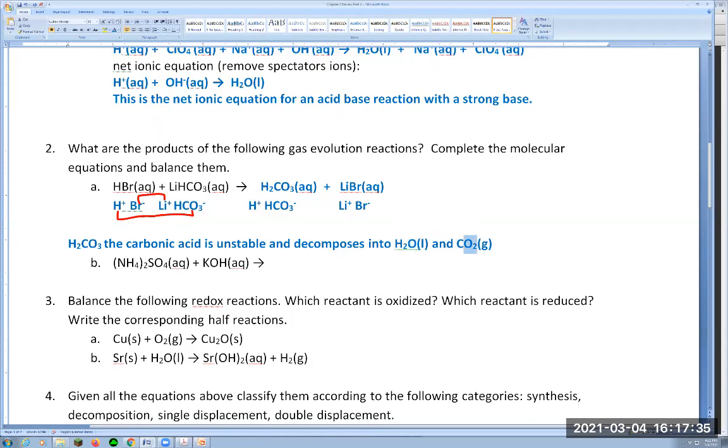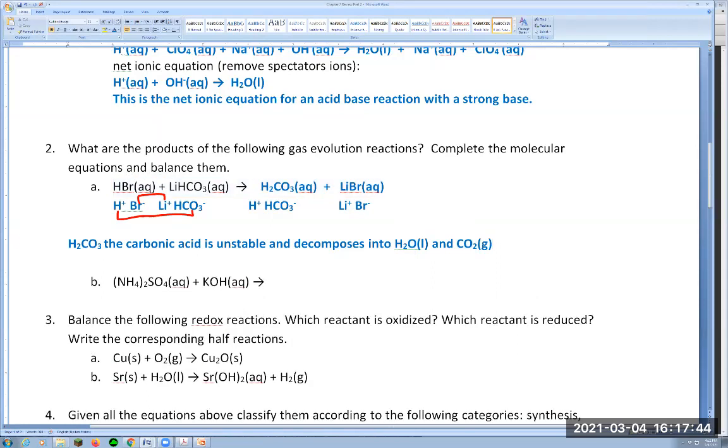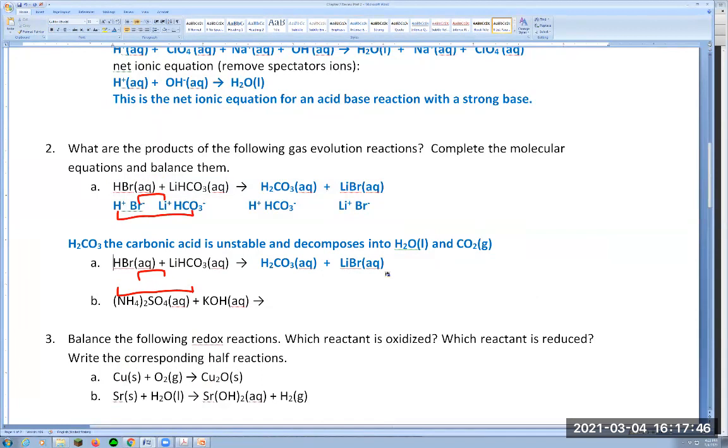So let's rewrite this equation, because it's actually not staying like that, because it is unstable. Let's rewrite it below here. We have this, but instead we will change this H2CO3 into water. So let me write water there, plus CO2.